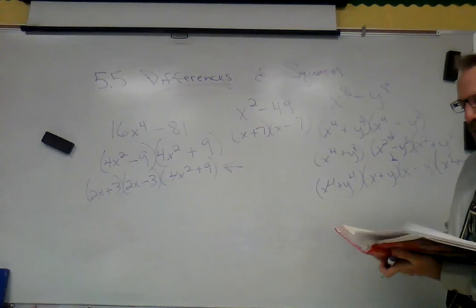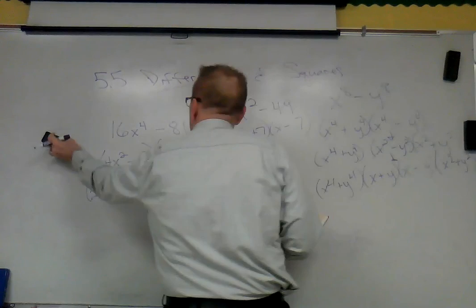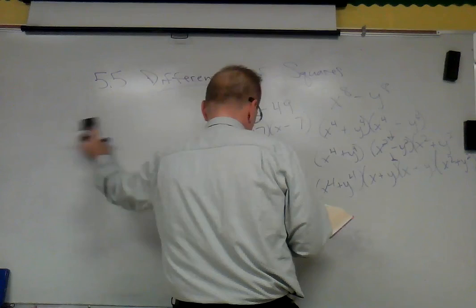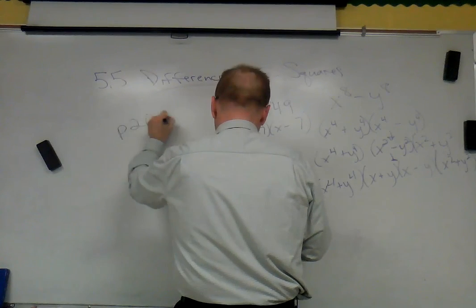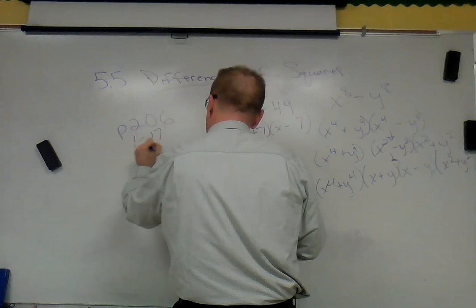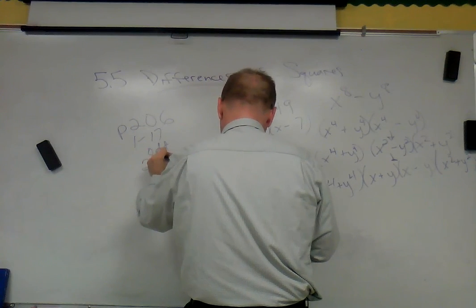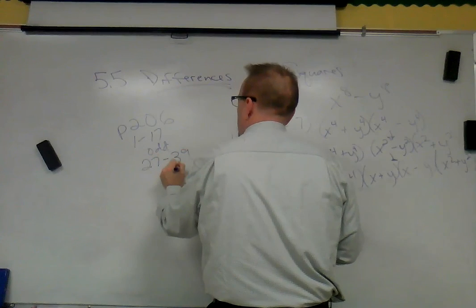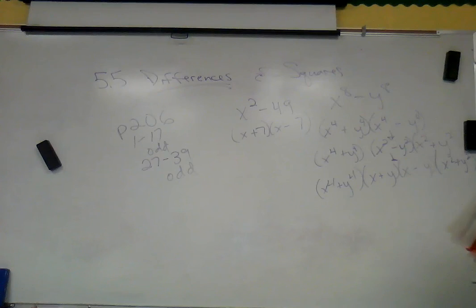So for today, on page 206, 1 to 17 odd, 27 through 39 odd. So 1 to 17 odd, 27 to 39 odd, page 206.